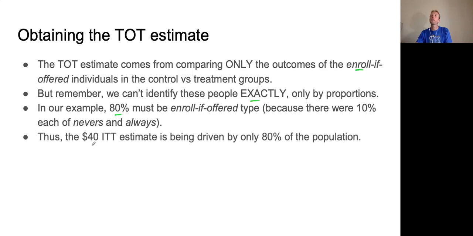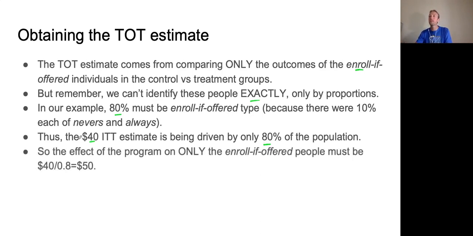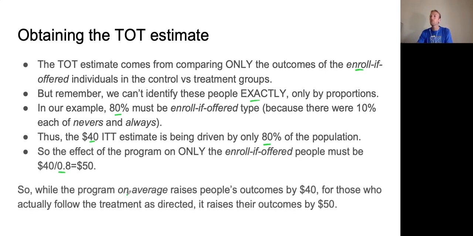All right, so the way to think about this is the $40 ITT estimate is being driven by only 80% of the population. But let's suppose that we wanted to scale that up, pretend that it's 100% of the population. If everybody participated, or another way to ask it is, what is the effect of just the people who participated? So I scale it up, or another way to think of it is I divide by 80%. 40 divided by 0.8 is $50, right? So while the program on average raises people's outcomes by $40, for those who actually follow the treatment as directed, it raises their outcomes by 50. And those are both really important pieces of information. This is the ITT estimate, this is the TOT estimate.